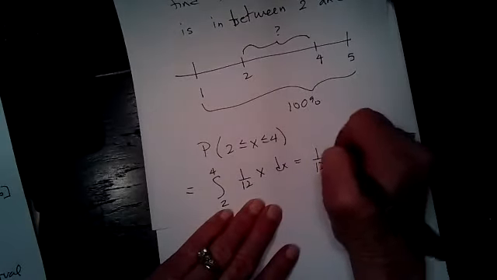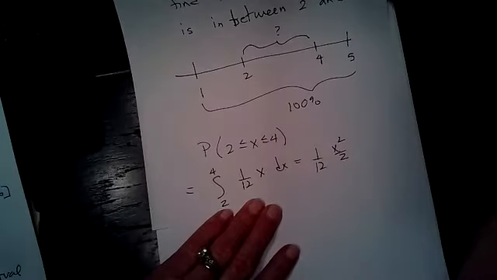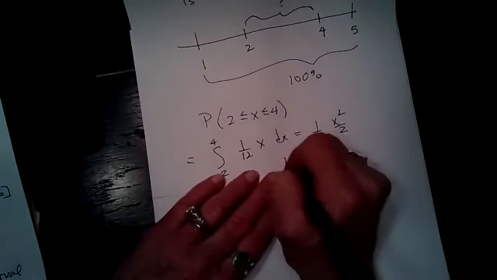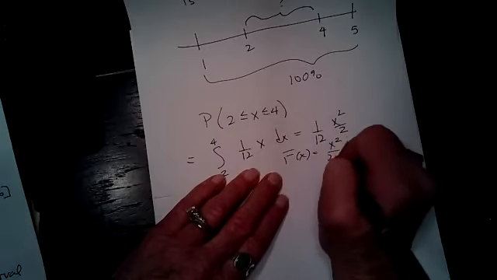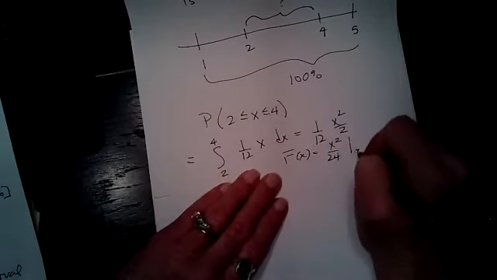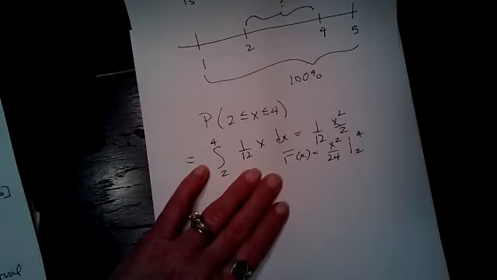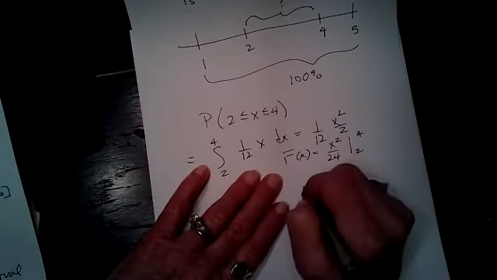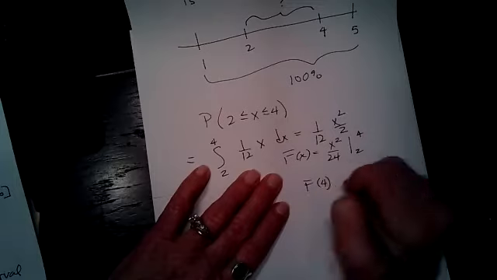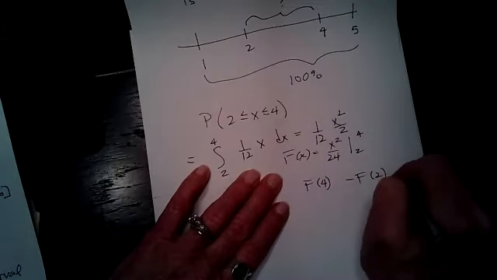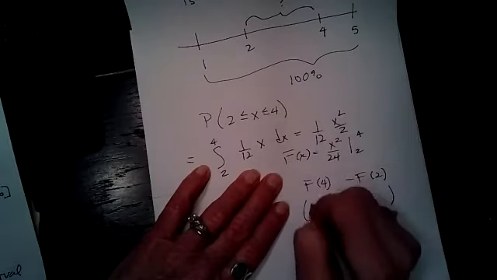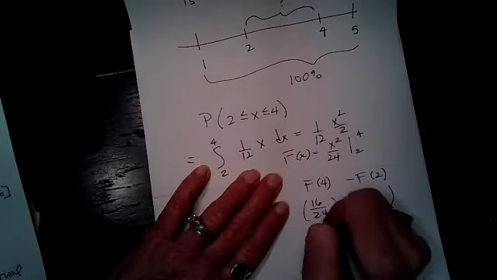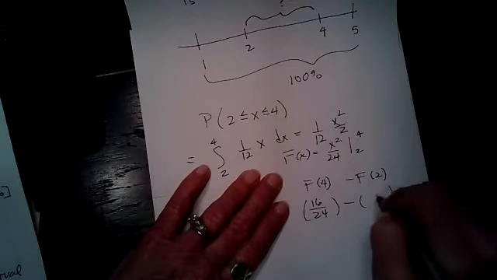So my antiderivative is X squared over 24. And if I integrate it from 2 to 4, I get F of 4 minus F of 2. And plug in my 4, and then I plug in my 2. 16 over 24 minus 4 over 24.